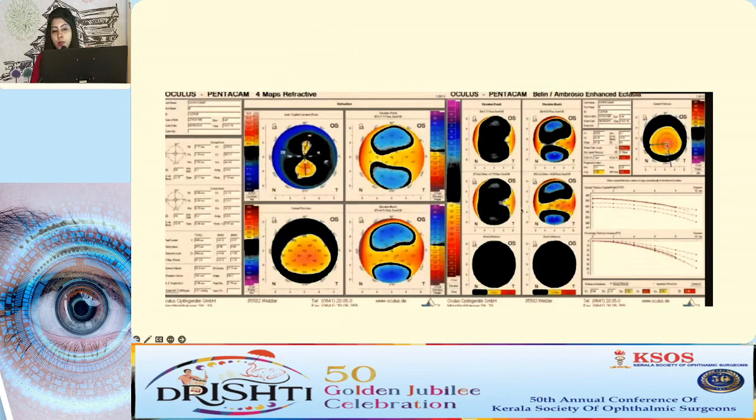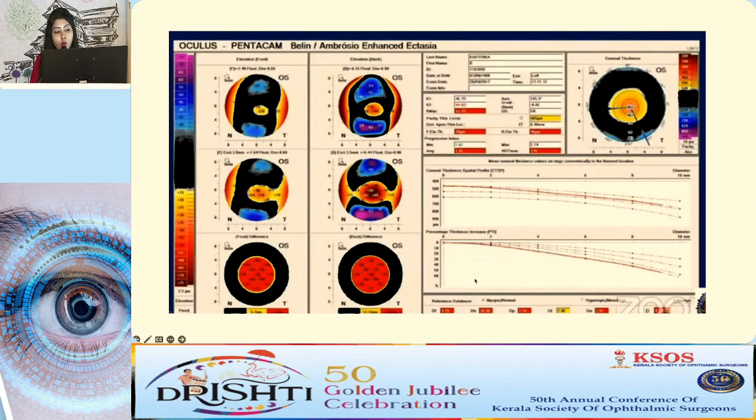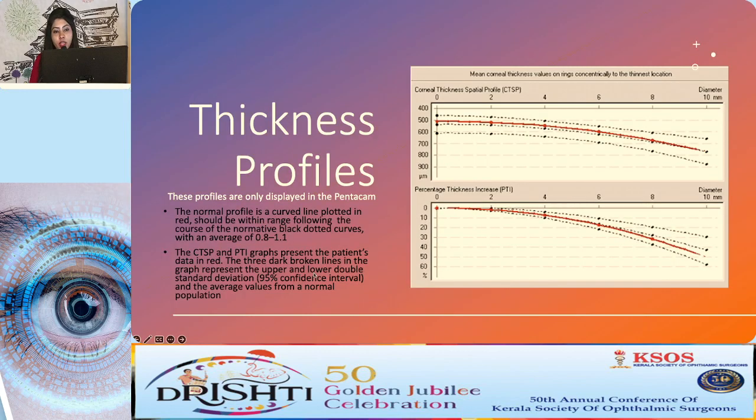So this is how the printout comes. Look at this side. Here, this is the value given by the best fit sphere, and down here these two are the values given by the best fit enhanced sphere. Finally, subtracting these two, here you get the final map. If everything comes in green, it is normal. Something in yellow or red like this means that it is abnormal and there is a chance of thinning.